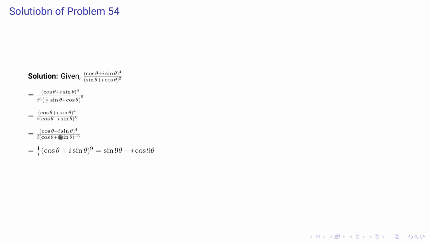So now our final value will be 1 by i into (cos theta plus i sin theta) to the power 9, because 5 will go at the top and get added to 4. So 4 plus 5 is 9. So then you bring 9 inside and you get cos 9 theta plus i sin 9 theta. And then divide the whole thing by i, you get sin 9 theta minus i cos 9 theta.